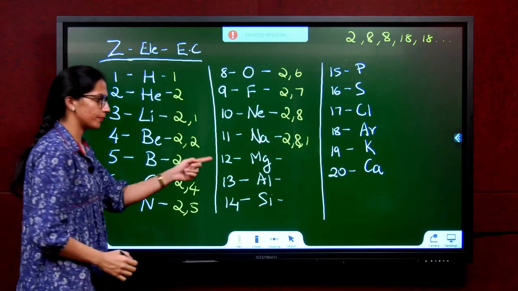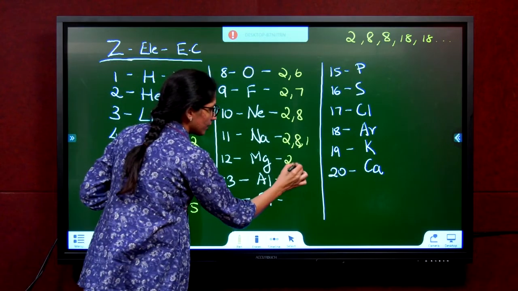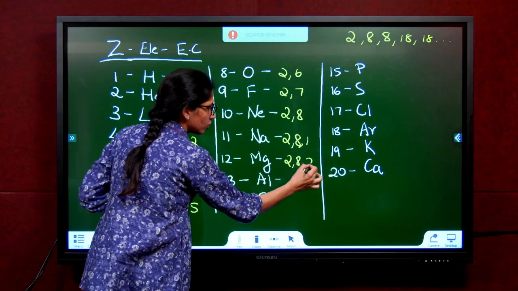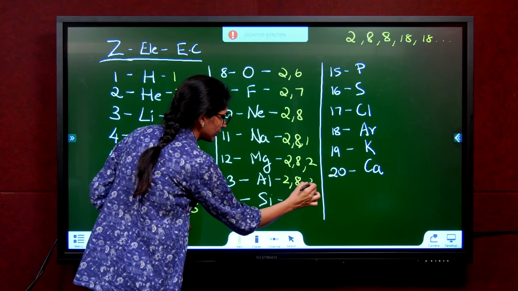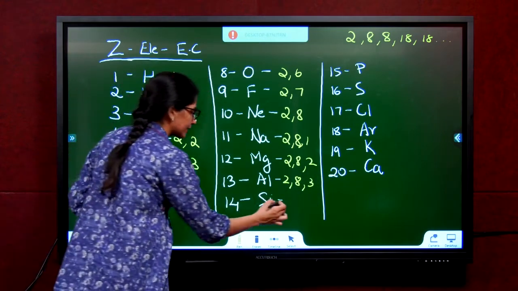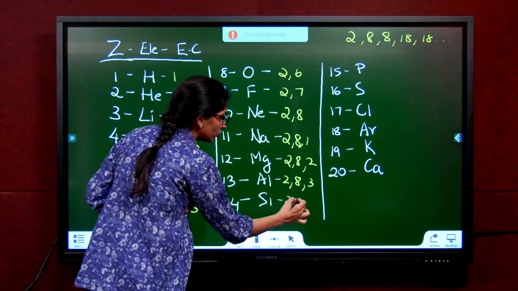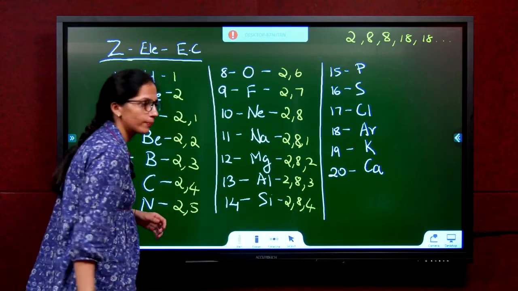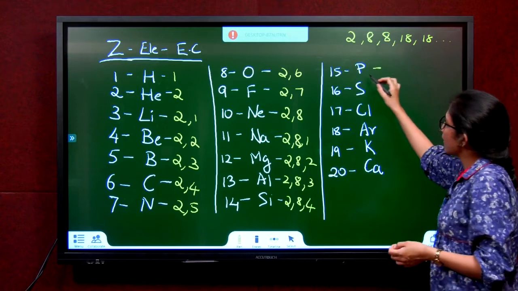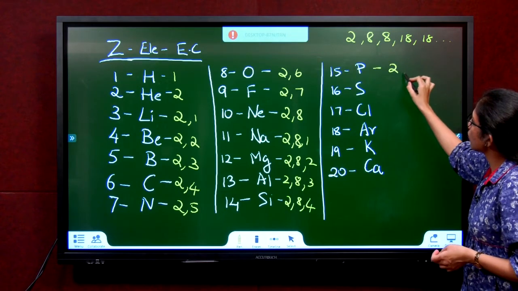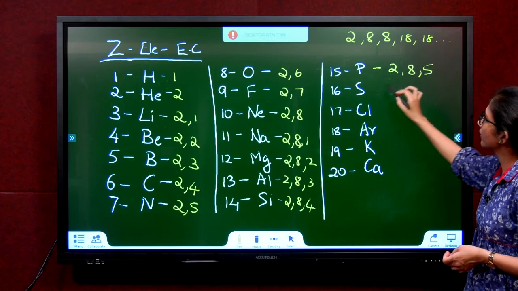Now magnesium 12, 2, 8, remaining 2 in the next shell. Similarly, aluminium 13, 2, 8, 3, silicon 14, 2, 8, 4. Coming to phosphorus, phosphorus has 15, 2, 8, 5.